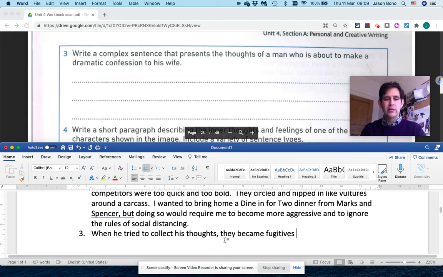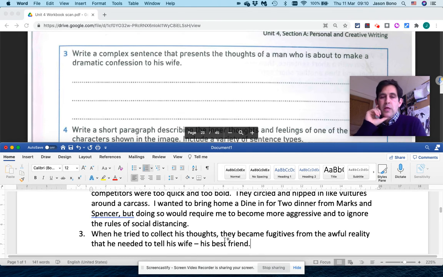They became fugitives from the awful reality that he needed to tell his wife, his best friend. Okay. So, in other words, what I'm trying to get across in this sentence is that he's trying to think of what to say, but he can't capture his thoughts because of the awfulness of what he has to say. Okay. Now, who knows what it is? I haven't said. He's got to make some kind of dramatic announcement.